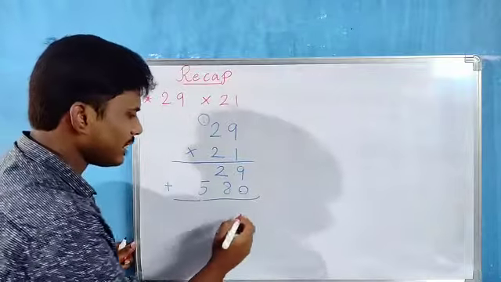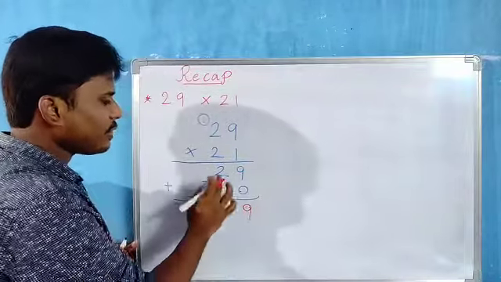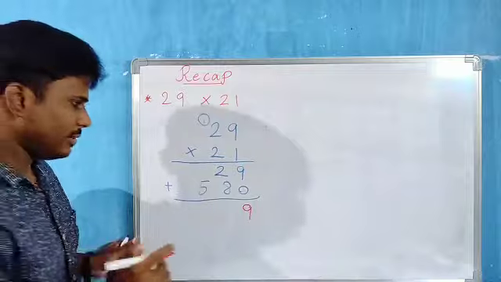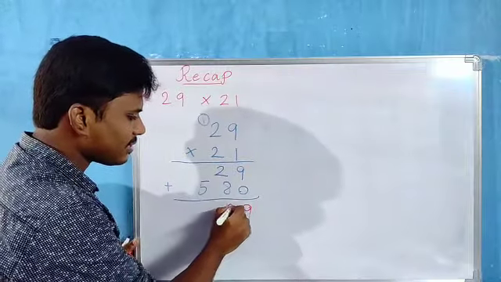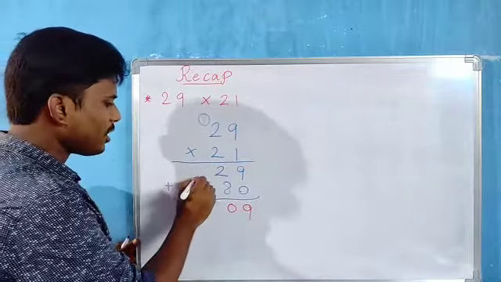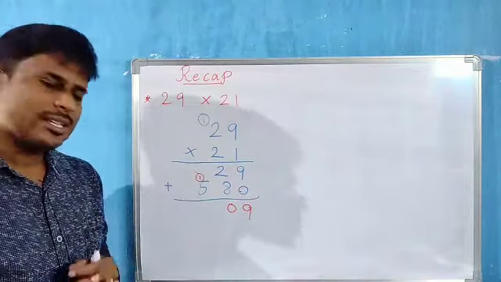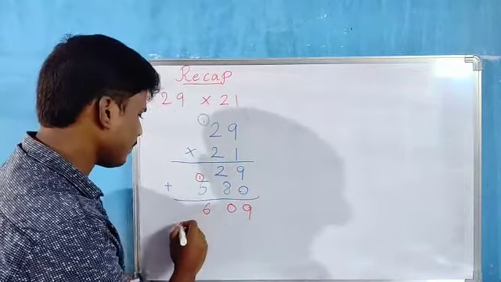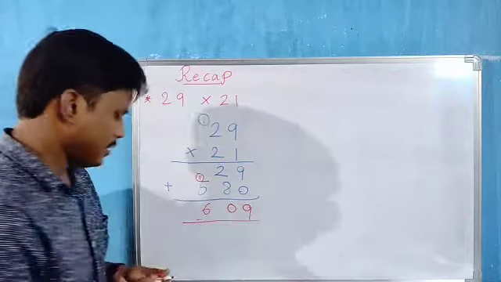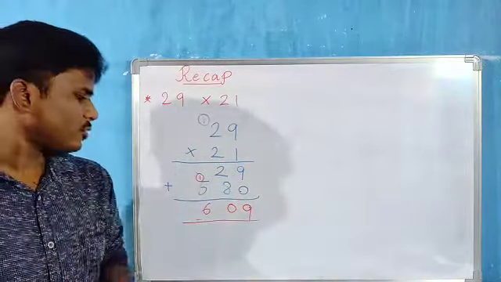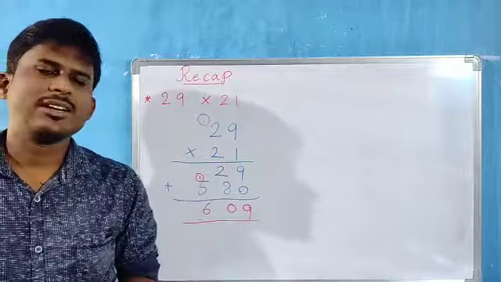9 plus 0, it is 9. 2 plus 8, children? 10. So 10 means, as we discussed, 0 here and 1 regrouped to the hundreds place. Now 5 plus 1 is 6. Okay, children, so this will be our answer. When you multiply 29 into 21, we will get the answer 609.